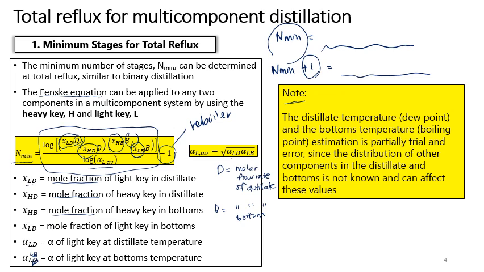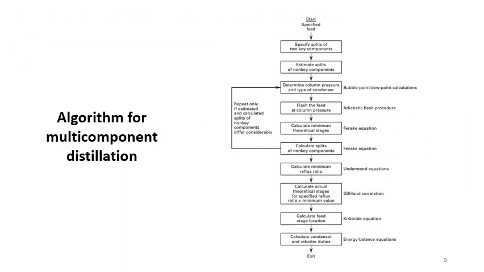All right. So before I proceed with what we do when designing a multi-component distillation column, let's have an overview of the algorithm for multi-component distillation. We start here where we have some specification of the feed composition. Let's say for components A, B, C, and D, we know the x of A, x of B, x of C, and x of D in the feed.